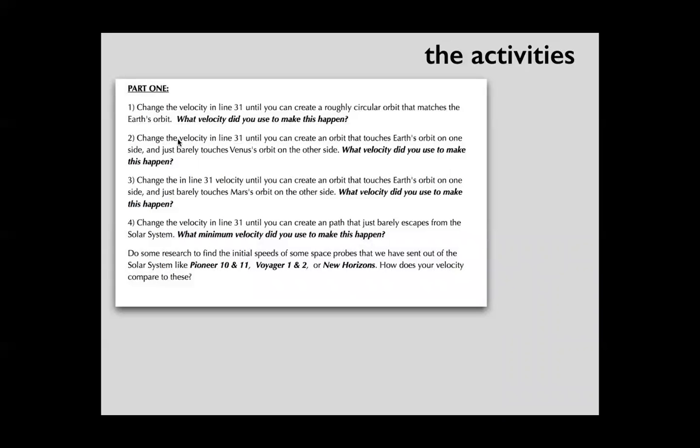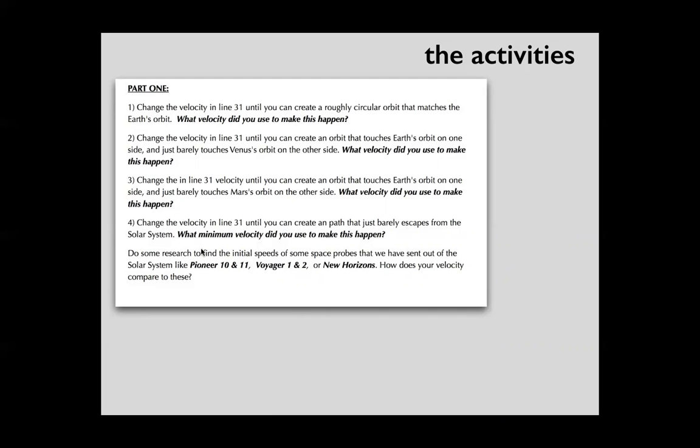Suppose you wanted to send a spacecraft to Venus. Can you create an orbit that touches the Earth's orbit on one side and Venus on the opposite side? And do the same thing with Mars. What velocity would you have to use to send a spacecraft that starts at the Earth and meets with Mars on the opposite side of the Sun?